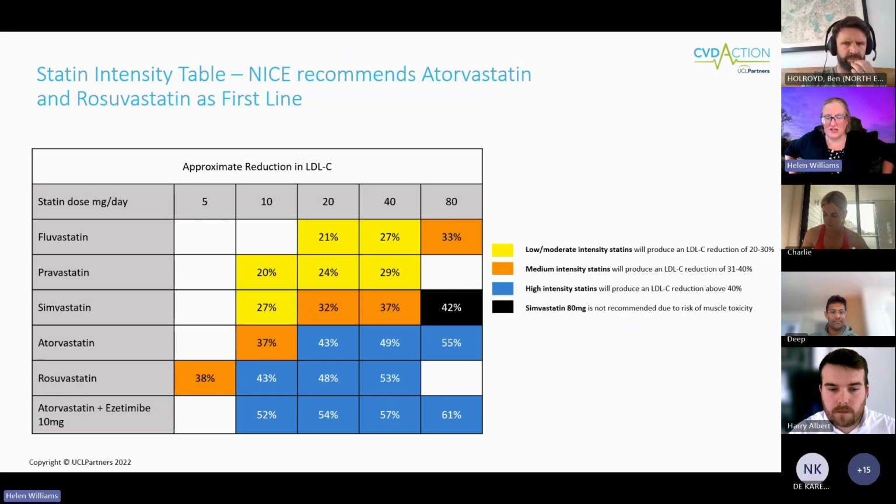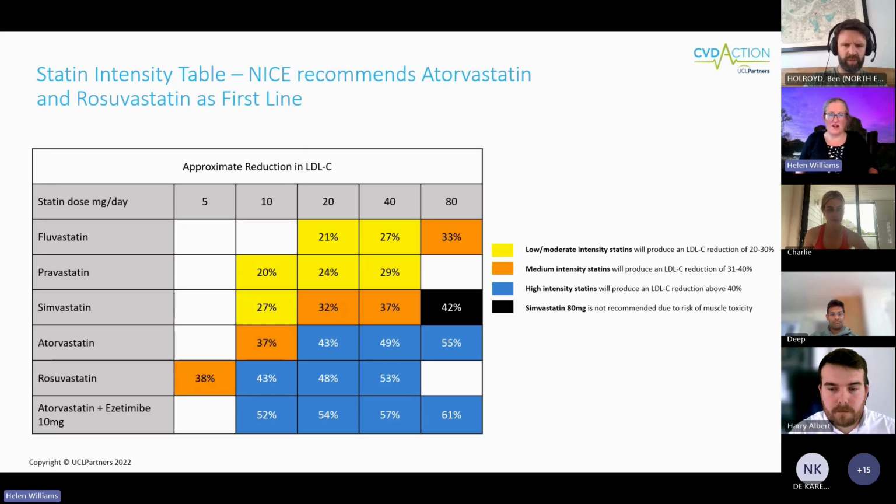20, 40 and 80 obviously deliver more than the 40% threshold. With the rosuvastatin, 5 milligram doesn't give the 40% drop, but 10 milligram and 20 milligram are suitable options there. 40 milligram Rezuva is actually specialist use only. So although it's effective at lowering cholesterol, it also is associated with an increased risk of proteinuria. So it's not usually routinely recommended in primary care.